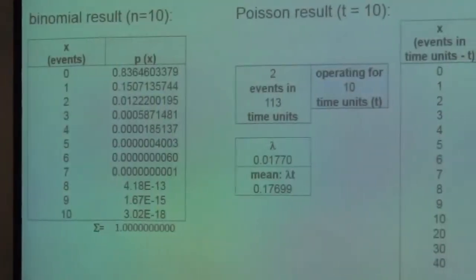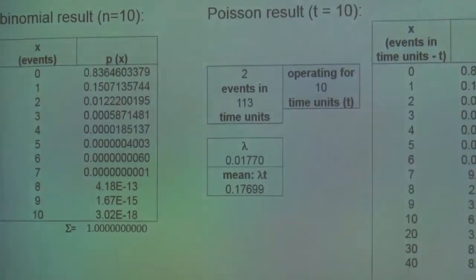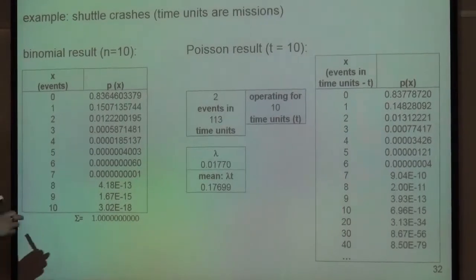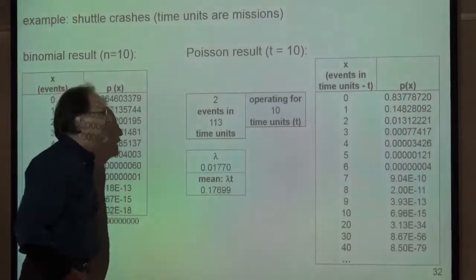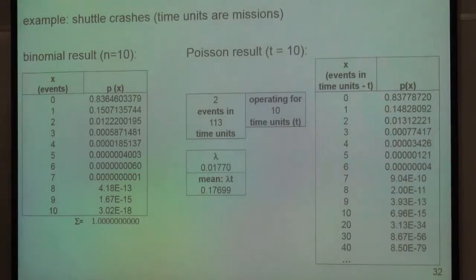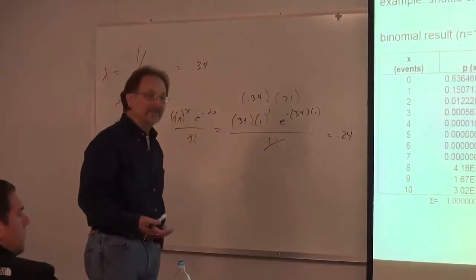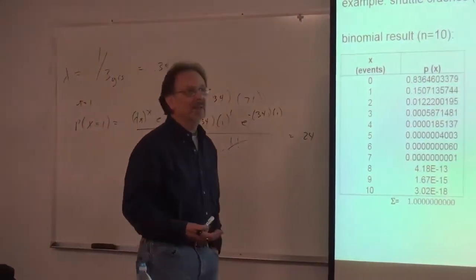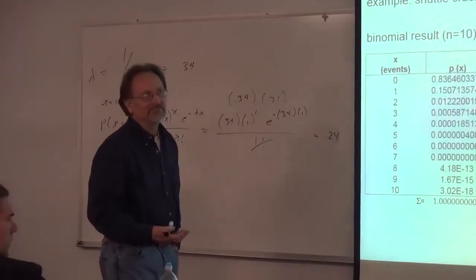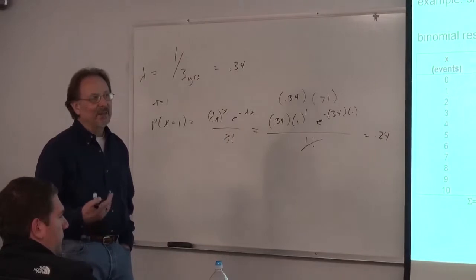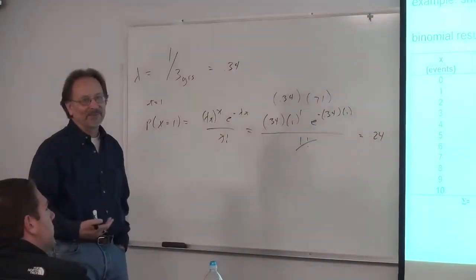So let's take a look at our shuttle crash data, using p of 0.0177. In other words, 2 events in 113 missions. In this case, you can think of the crash as the event of interest, and you can think of your time unit as mission. It's an analogous type of exposure, because what's in the denominator is the exposure. You're not exposed unless you're flying the shuttle.